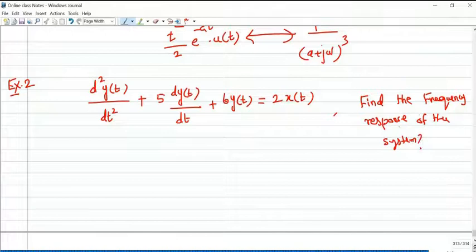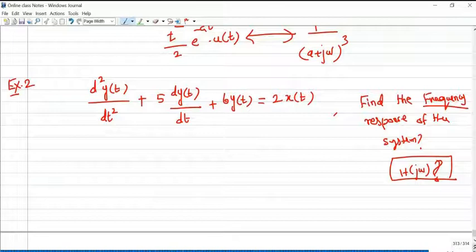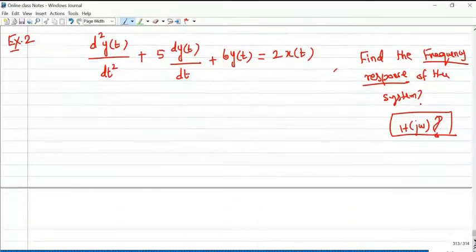So what is the term frequency response? That is nothing but your H of j omega. That's it. Remember the frequency response of the system or transfer function of the system, both are same. You have to find out H of j omega. No need to find inverse Fourier transform of H of j omega. If the impulse response of the system is asked, then after H of j omega, you have to find h of t. So in this example, we are going to derive only H of j omega.